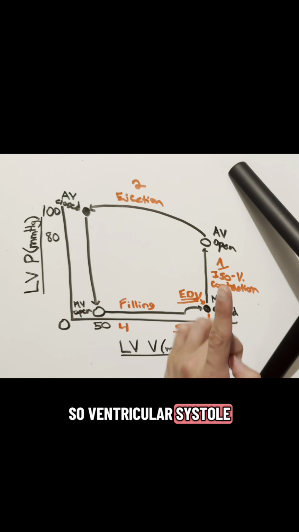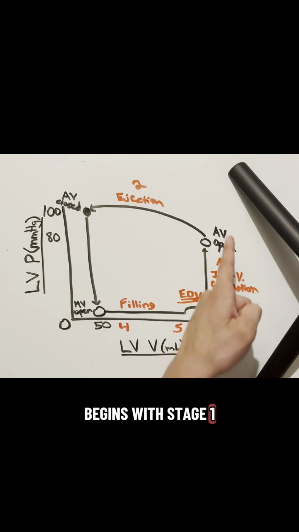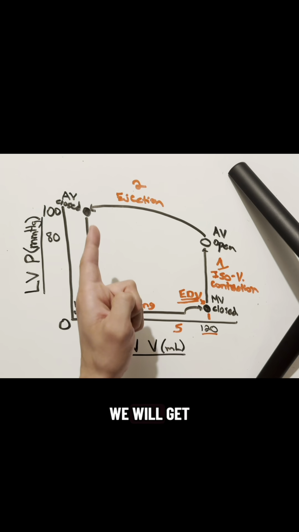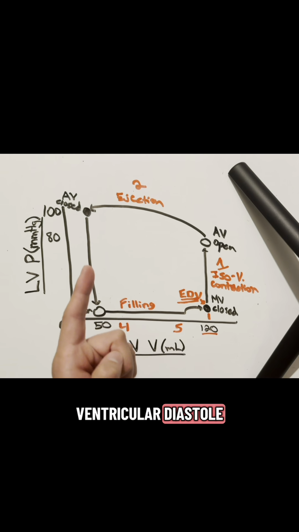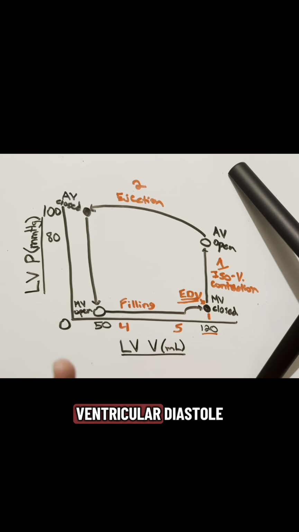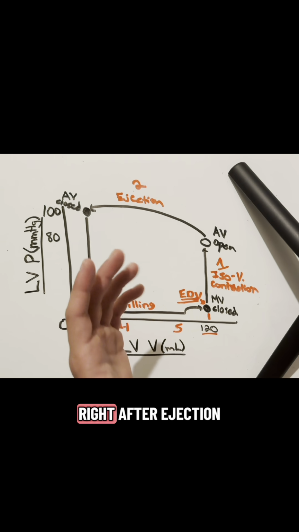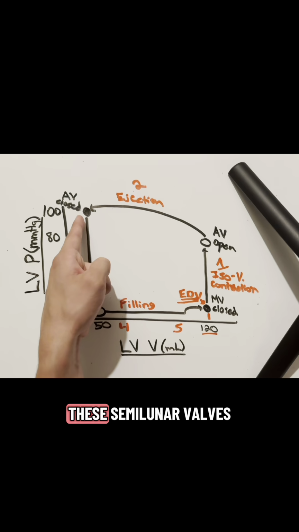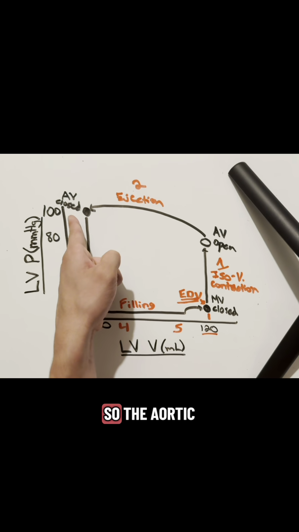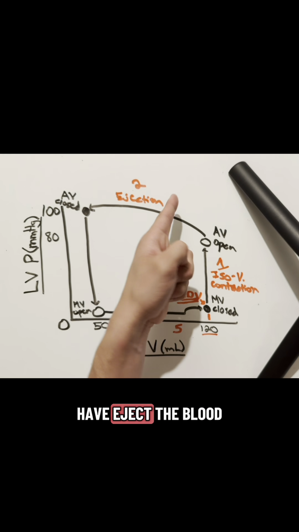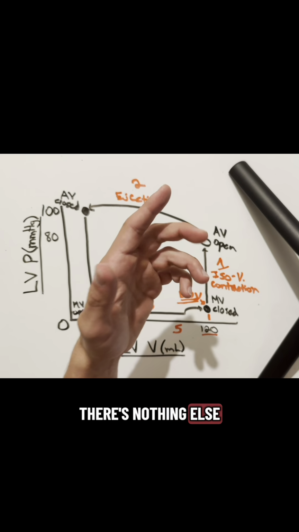So ventricular systole begins with stage 1 and it continues through stage 2, but at the end of stage 2, we will get ventricular diastole. So as stage 2 transitions to stage 3, we will get ventricular diastole. And because we get ventricular diastole, right after ejection, the semilunar valves are going to close. And one of these semilunar valves is the aortic valve. So the aortic valve closes after ejection because once we have ejected the blood, there's nothing else to do.